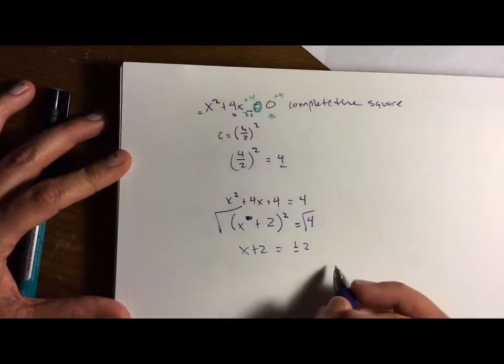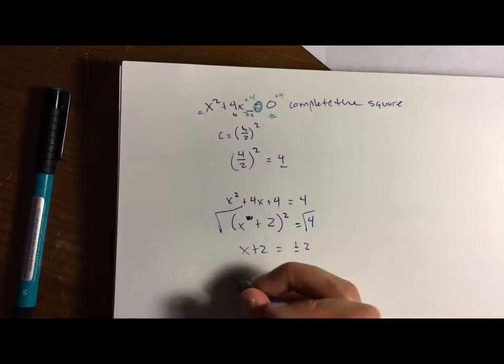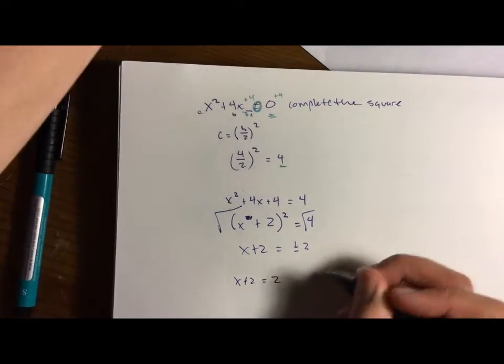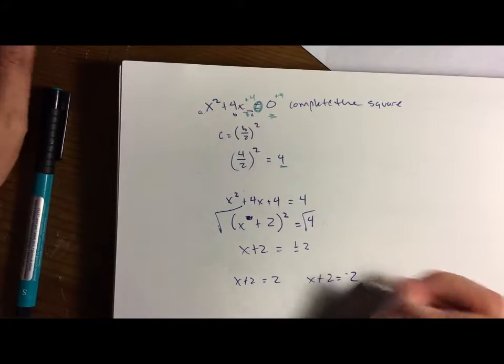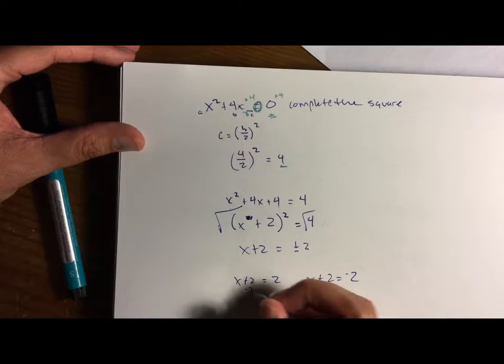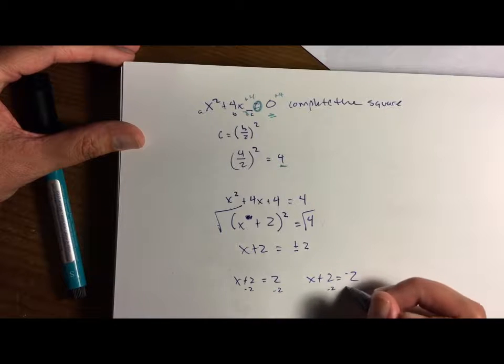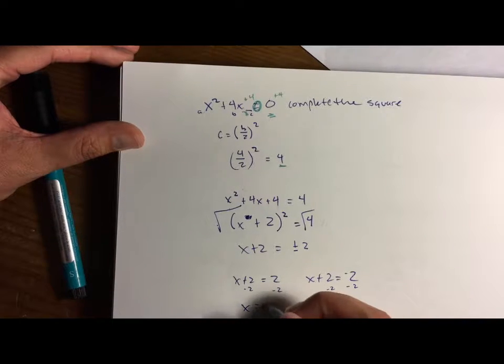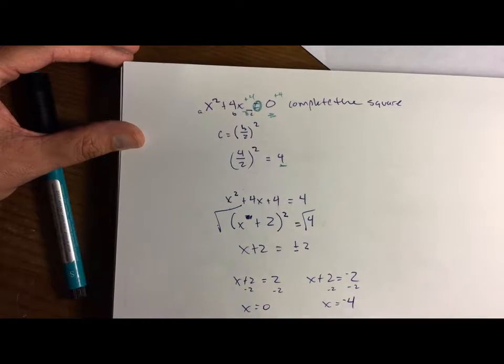Okay, cool. So now we can split this into 2 equations. You get x plus 2 equals 2, and x plus 2 equals negative 2, and then solve for x. It's minus 2 on both sides. So x equals 0, and x equals negative 4.